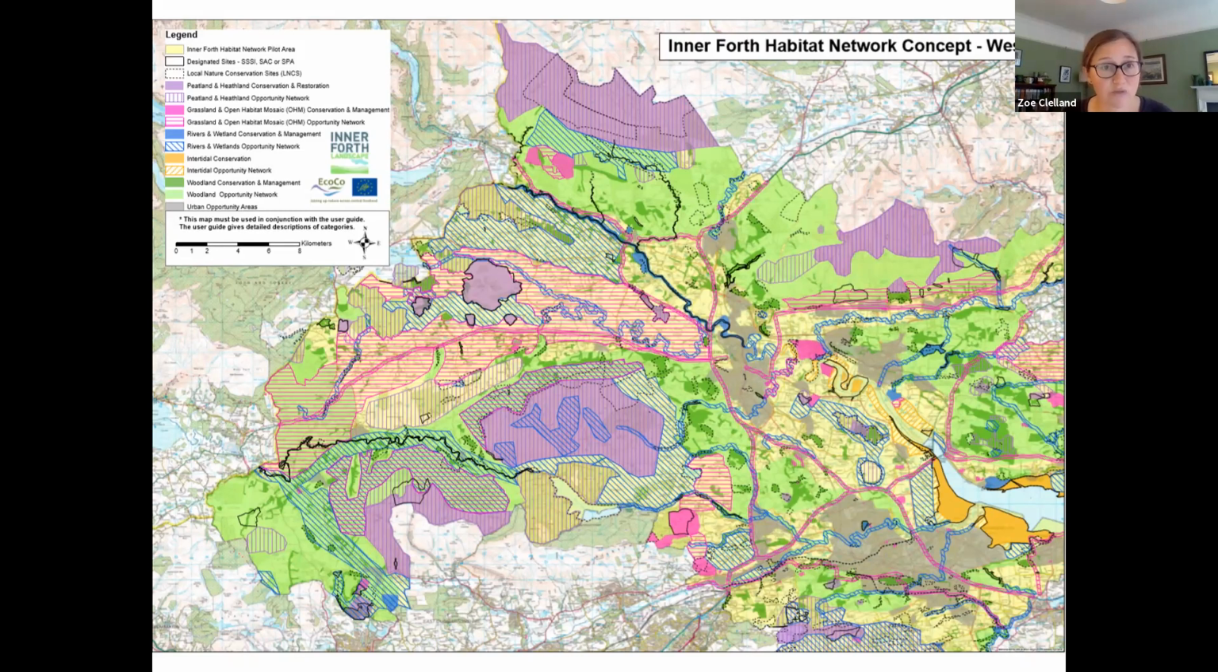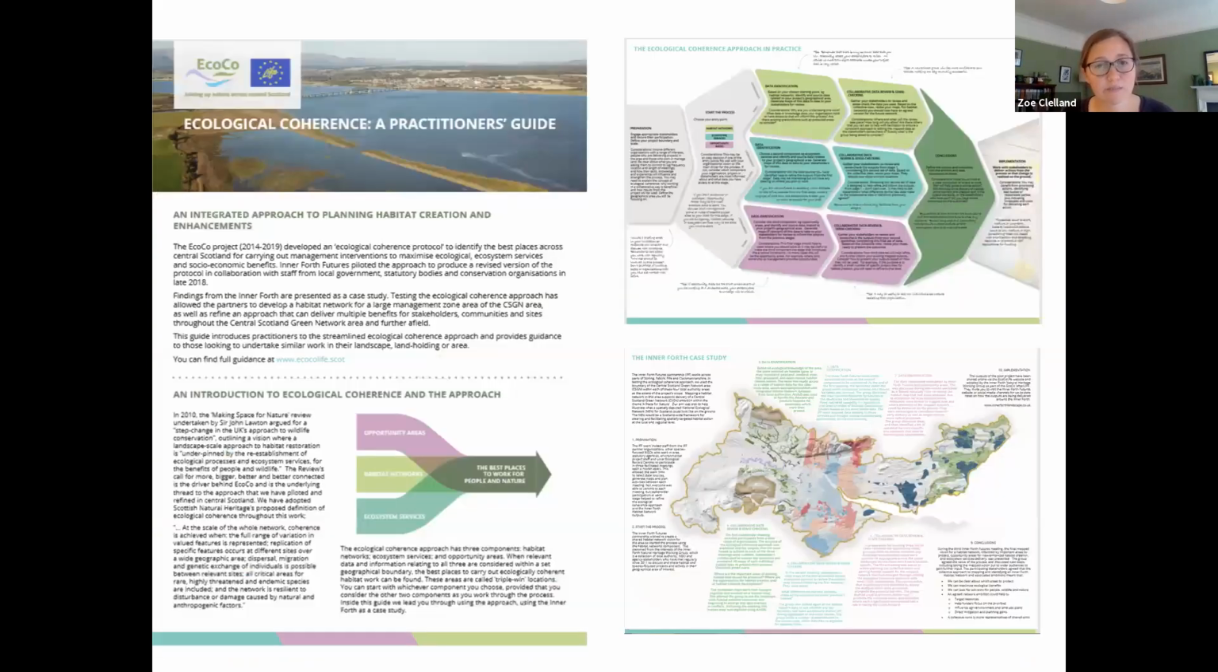But what we also did was produce this practitioner's guide explaining the process, explaining that approach to people so that we hope it can be replicated elsewhere, and it is already being used in that way. And you'll see that the diagram on the front there is a kind of development of that original Venn diagram, trying to indicate that this is more of a process that you can come at from different starting points. But what you should do is end up with the best places to work for people and nature. And so that guide's available to anyone that wants to make use of it.